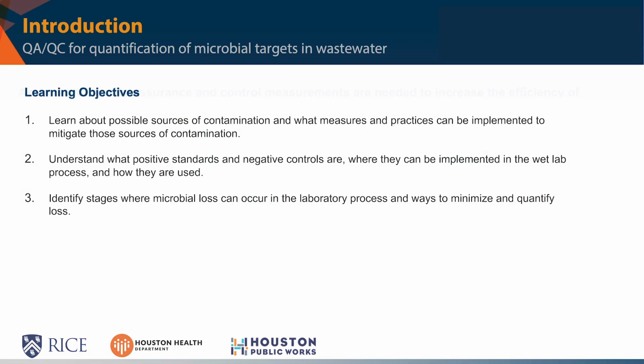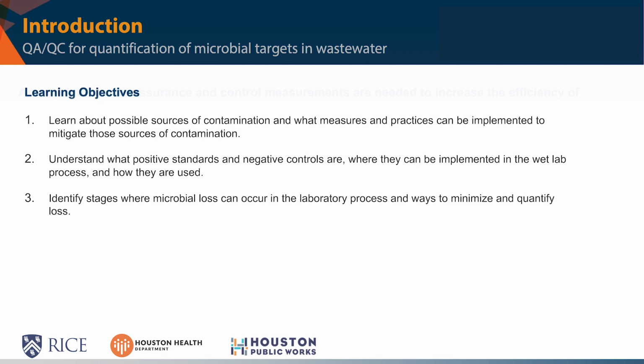There are three main learning objectives for this module. We will discuss possible sources of contamination and what measures and practices can be implemented to mitigate those sources of contamination. Secondly, you will gain an understanding of what positive and negative process controls are, how they are used, and where they can be implemented in the wet lab process. And lastly, I will discuss target recovery, identify stages where loss can occur in the laboratory process, and ways to minimize loss and improve recovery.